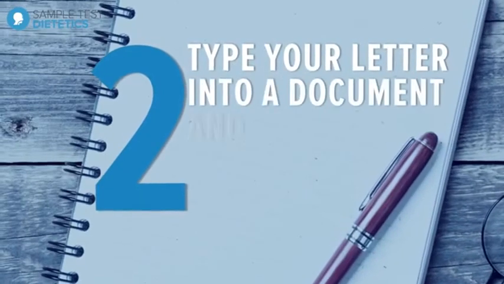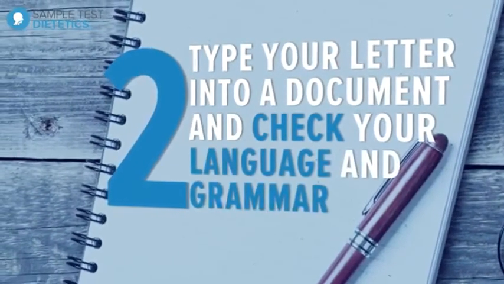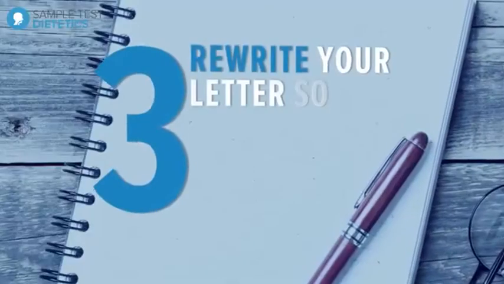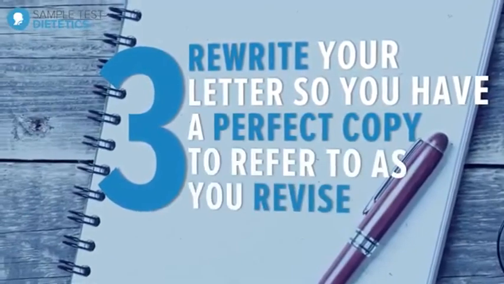Type your letter into a document and check your language and grammar by using free tools such as Grammarly or spell checker and grammar functions built into your word processing software. Notice the mistakes that are picked up and use them to create your own checklist of common errors to learn from. Rewrite your letter so you have a perfect copy to refer to as you revise. If you keep looking at your original letter with the mistakes in it, you are training your brain to remember the mistakes. Having a perfect copy to revise from will help improve the accuracy of your writing.